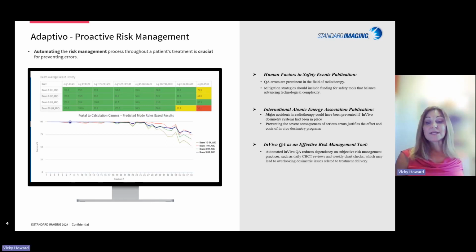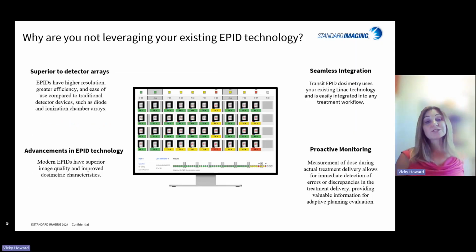However, there really is a growing need for real-time, automated, and quantifiable in vivo QA tools that can immediately alert clinicians and physicists when a dosimetry discrepancy occurs. And this really ensures proper mitigation steps can be taken in a timely manner. So my question for clinical physicists, as well as physicians and department administrators, is why aren't you using your existing EPID technology to mitigate these risks and improve quality by expanding patient-specific QA throughout the entire course of a patient's treatment? Why do we stop with pre-treatment QA?